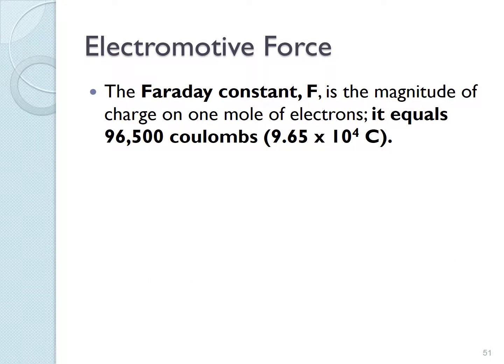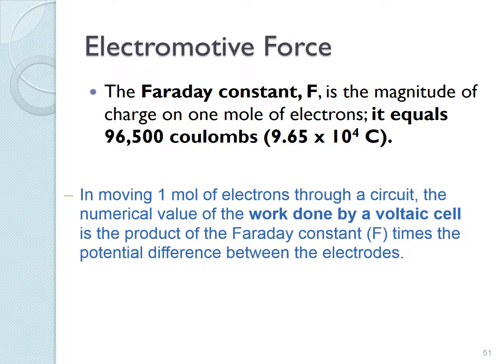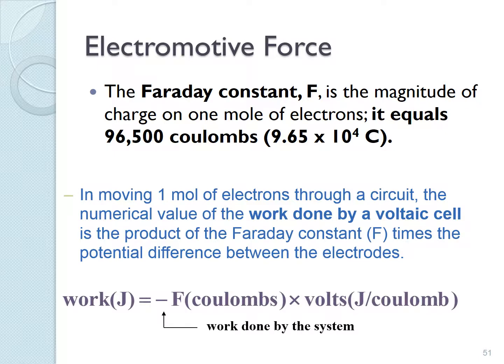F is called Faraday's constant, and it is a constant. It's the magnitude of the charge on 1 mole of electrons, which equals 96,500 coulombs. So, to move 1 mole of electrons through a circuit, the work done by a voltaic cell is the product of F, Faraday's constant, times the potential difference. Work, which is in joules, is going to be the Faraday constant in coulombs times the volts. Notice that coulombs will cancel, and so your work is in joules. Work is negative because it's done by the system.